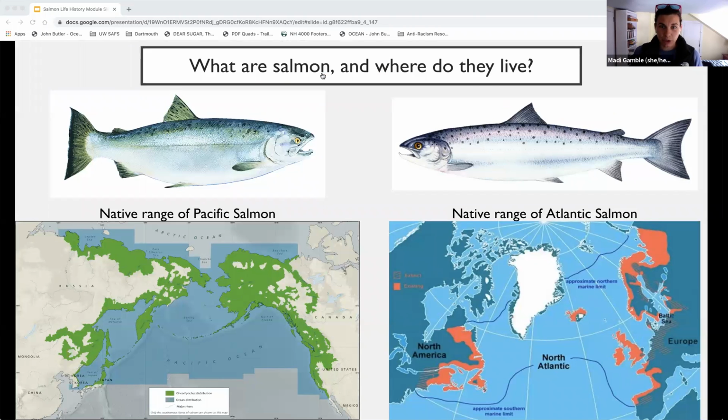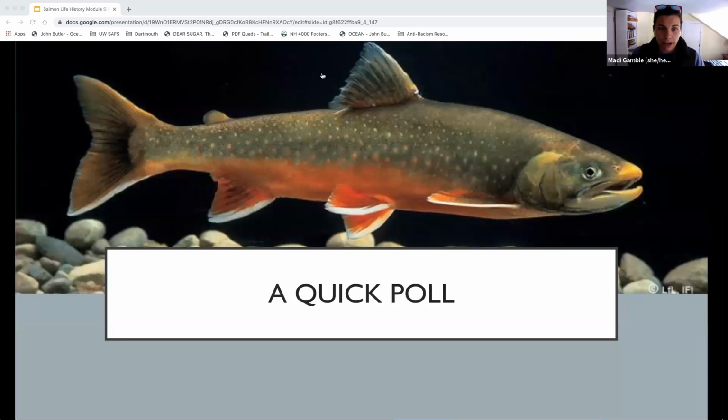So what are salmon and trout, and where in the world do they live? Salmon are a family of fishes that are native to colder regions of the Northern Hemisphere. The family includes multiple genera, including Oncorhynchus, which are the Pacific salmon and trout, and Salmo, which are the Atlantic salmon and the brown trout. Most salmon and many trout are anadromous, which means they spend part of their life cycle in freshwater and part in the ocean.